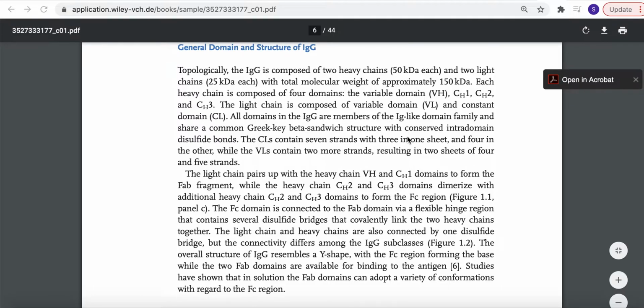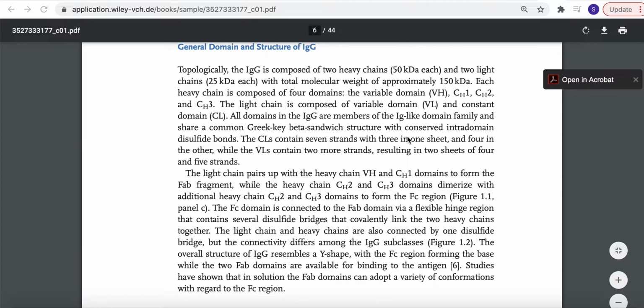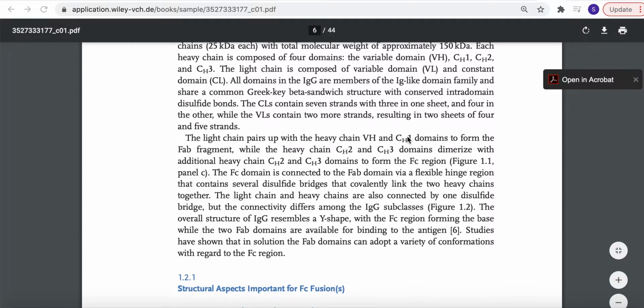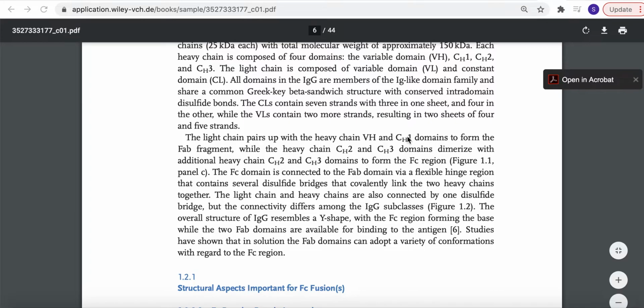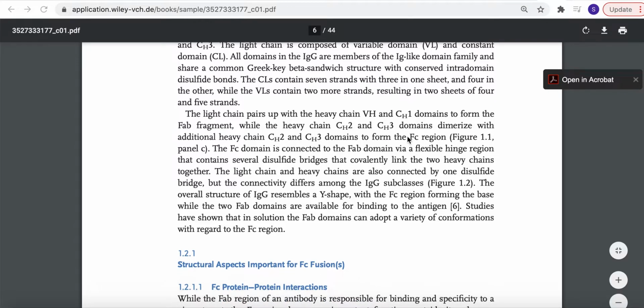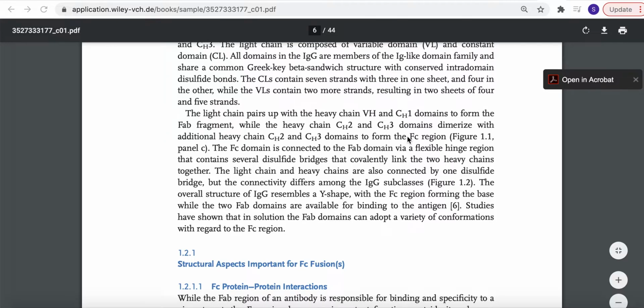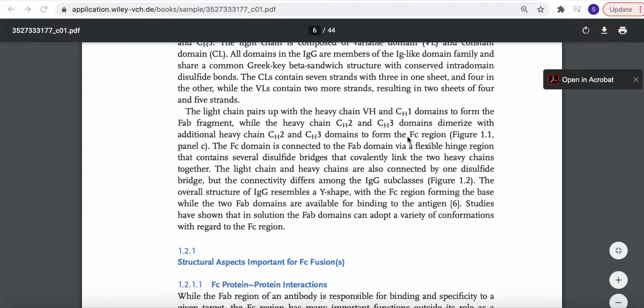Fc domain is connected to the Fab domain via a flexible hinge region that contains several disulfide bridges that covalently link the two heavy chains together. The light chain and heavy chain are also connected by one disulfide bridge, but the connectivity differs among the IgG subclasses. The overall structure of IgG resembles a Y shape, with the Fc region forming the base, while the two Fab domains are available for binding. Studies have shown that in solution, the Fab domains can adopt a variety of conformations with regard to the Fc region.